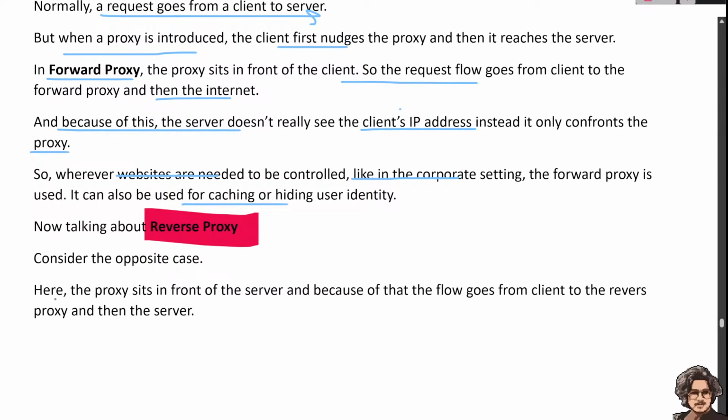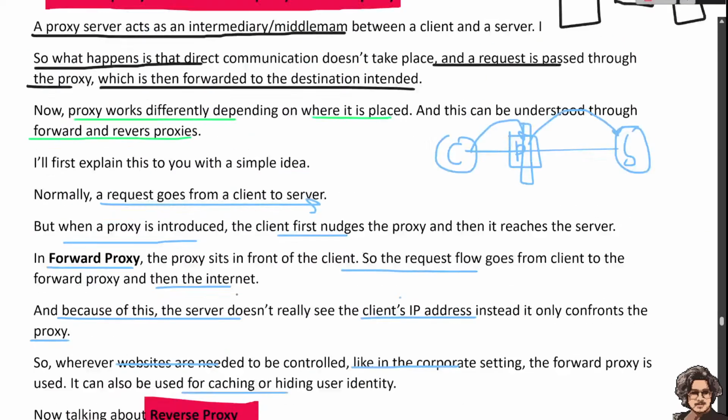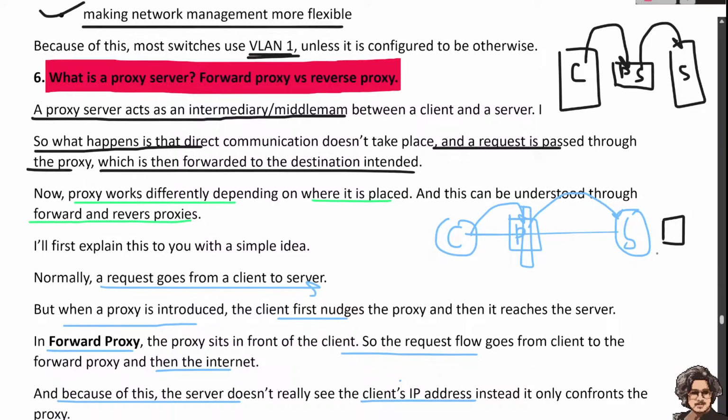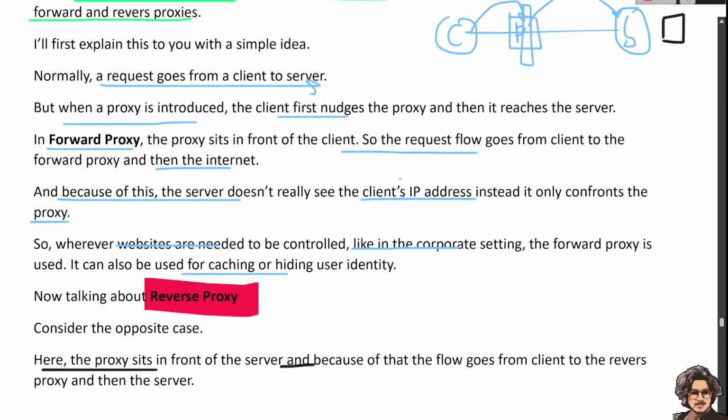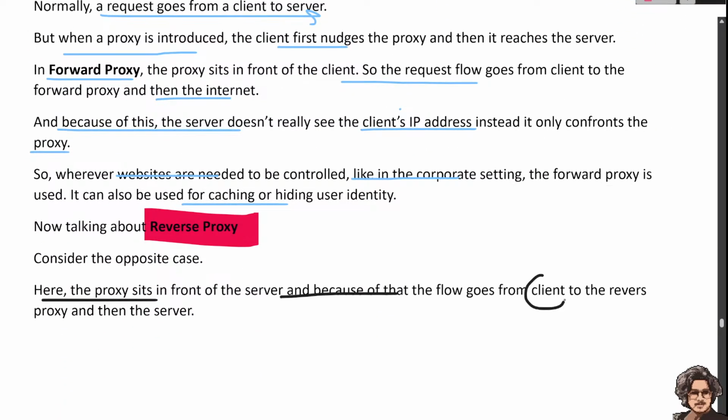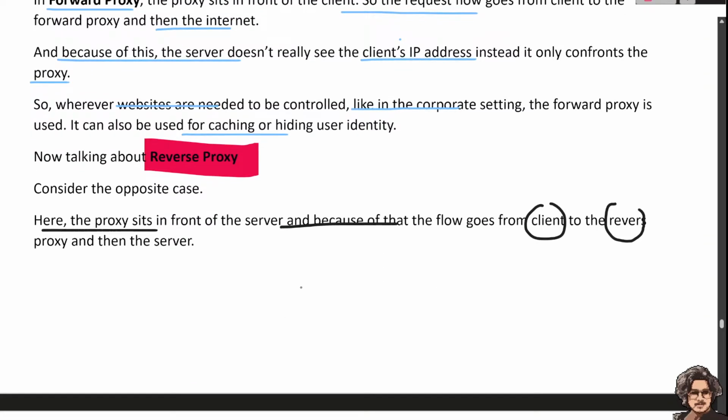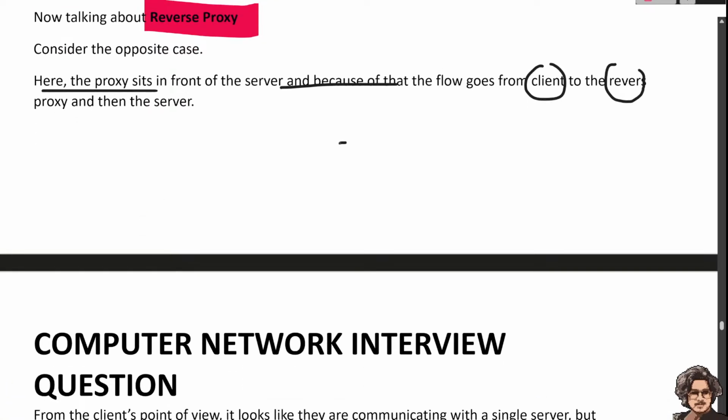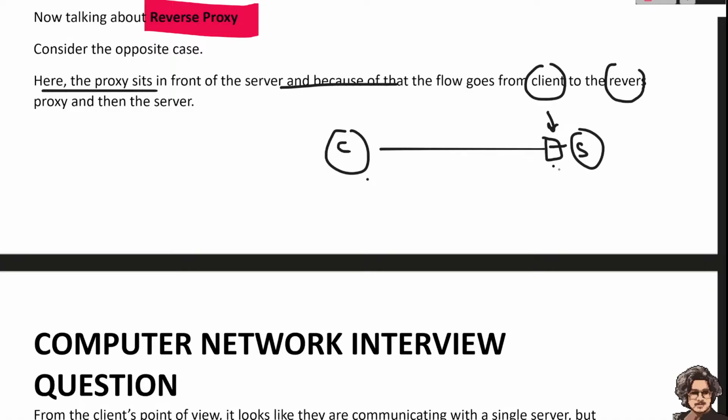So consider the opposite case, where the proxy sits in front of the server. The flow goes from the client, then to the reverse proxy, and then to the server. So this is the client, this is the proxy server, and this is the server. A reverse proxy server sits in front of the server. The flow will be client, then reverse proxy server, and then the server.